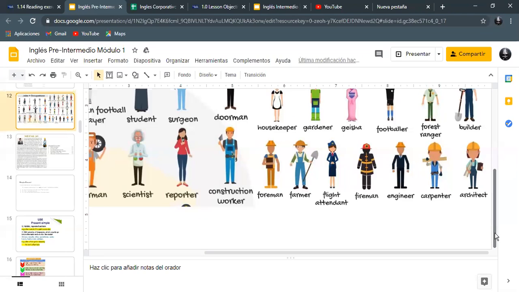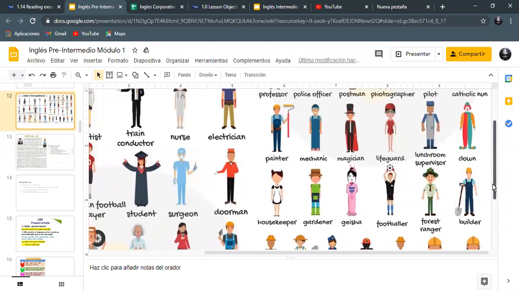Granjero. Flight attendant. Azafata. Yeah, good. Fireman. Bombero. Engineer. Carpintero. Architect. Arquitecto. Good, my friend. So now we have checked some vocabulary.